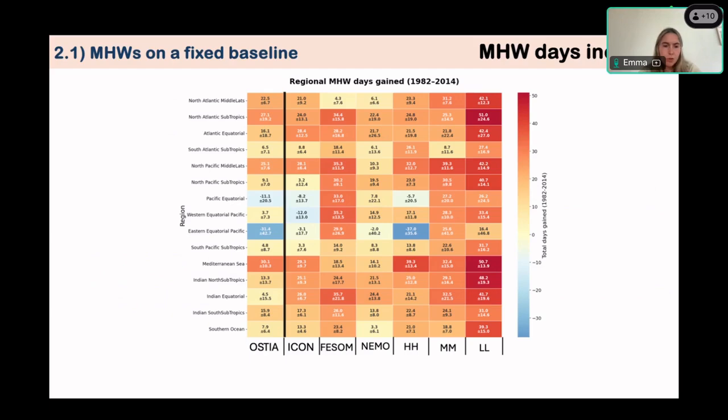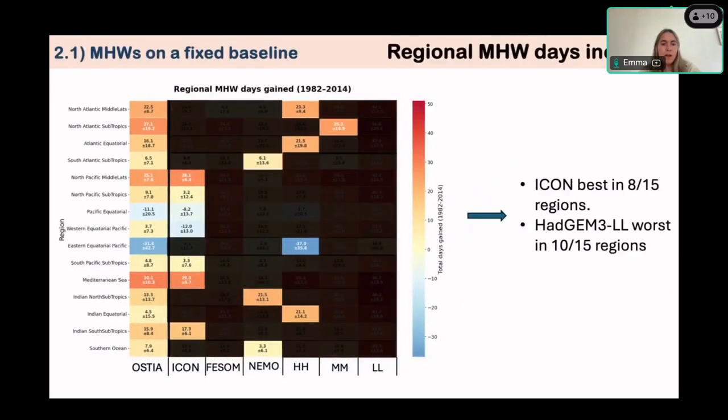And here I will show you which models performed best in each region. So we have in total that ICON was the best in 8 out of 15 regions, and HEDGEM's lower resolution was the worst in 10 out of 15 regions. So we have, let's say, good results on the high resolution models.